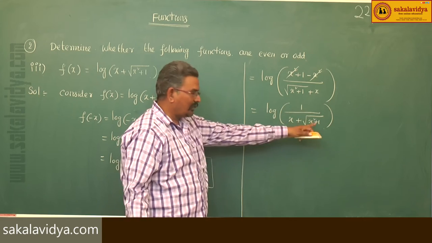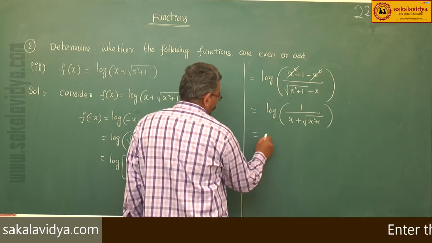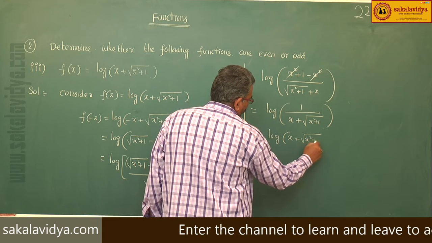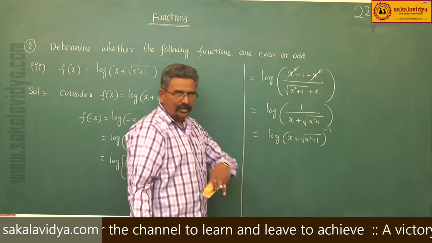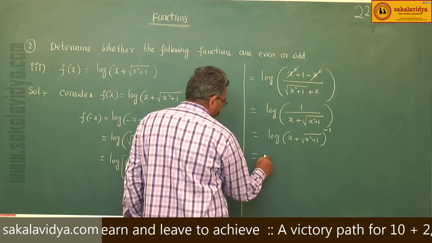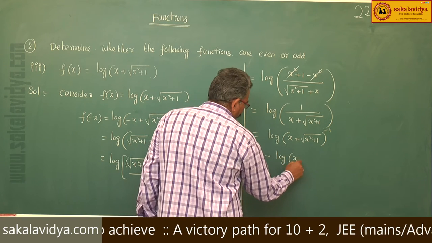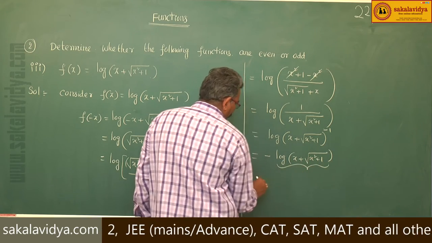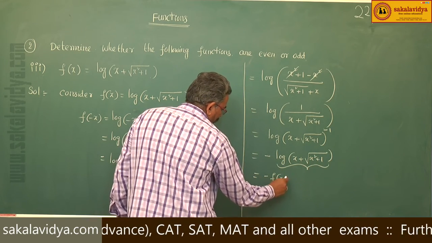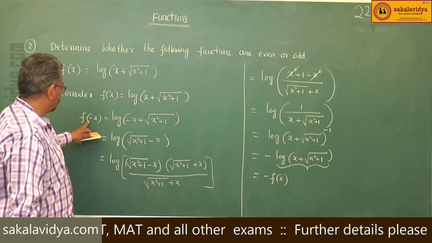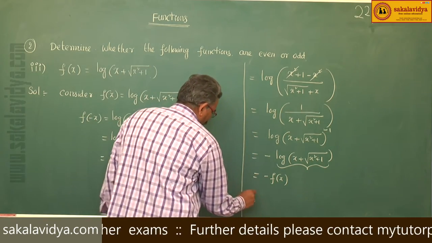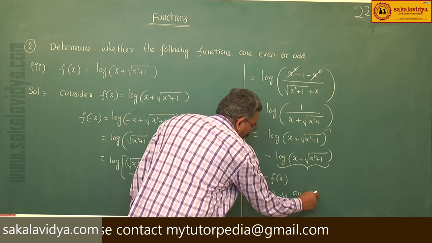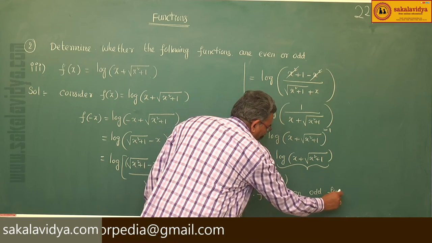This 1 by root of x square plus 1 can be written as log of x plus root of x square plus 1 whole to the power of minus 1. Apply power rule. So minus log of x plus root of x square plus 1. So this is nothing but f of x, so minus f of x. Since f of minus x is equal to minus f of x, therefore f of x is an odd function.